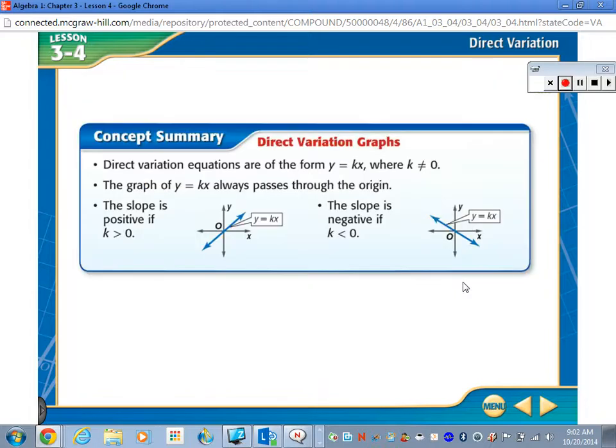So let's keep going there. This just sums it up. They're of the form y equals kx. k can't be 0 because then it doesn't make sense. And it always passes through the origin. If the slope is greater than 0, it's positive, and that's why it does this. And if it's less than 0, it's negative. That's what that's trying to tell you there. So let's go on to the next piece.